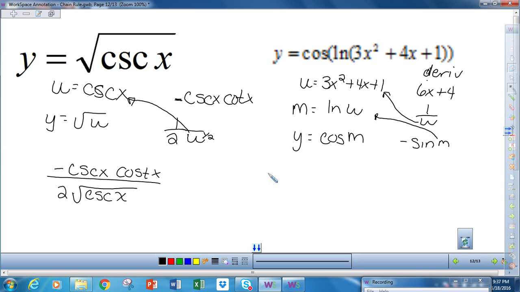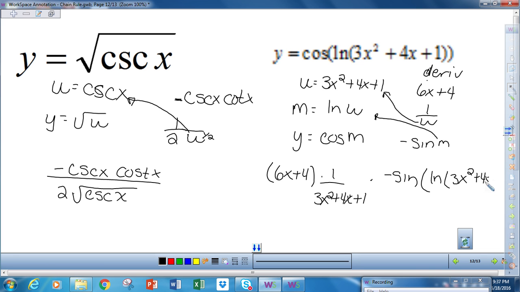Okay? So then we have 6x plus 4, you need parentheses, times 1 over u, which is 3x squared plus 4x plus 1, times negative sine of m, and m is the natural log of u, and u is 3x squared plus 4x plus 1. So this will be the sine of the natural log of 3x squared plus 4x plus 1.